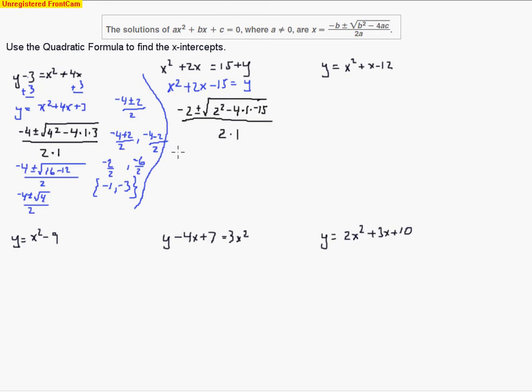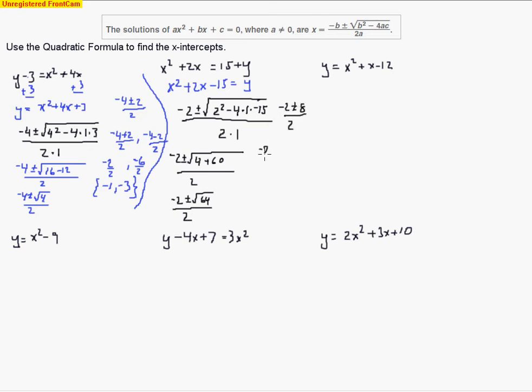We do some work there: negative 2 plus or minus the square root of 4, and it's going to be a plus sign because the two negatives cancel out to make a positive. This ends up giving us 60, all over 2. So negative 2 plus or minus the square root of 64, which is a perfect square. We do that work: negative 2 plus or minus 8 over 2.